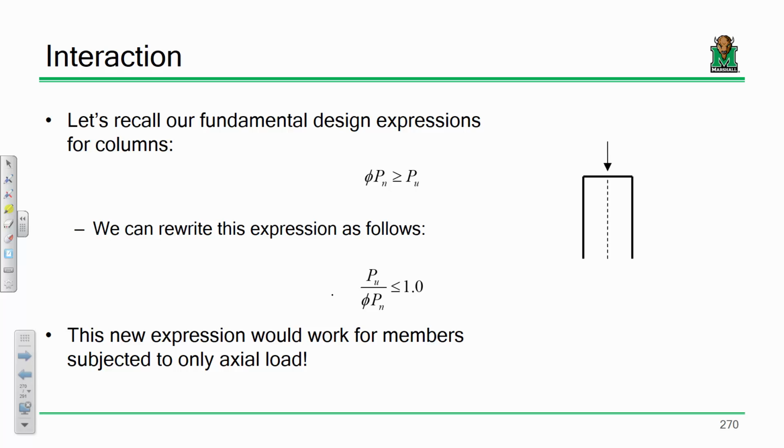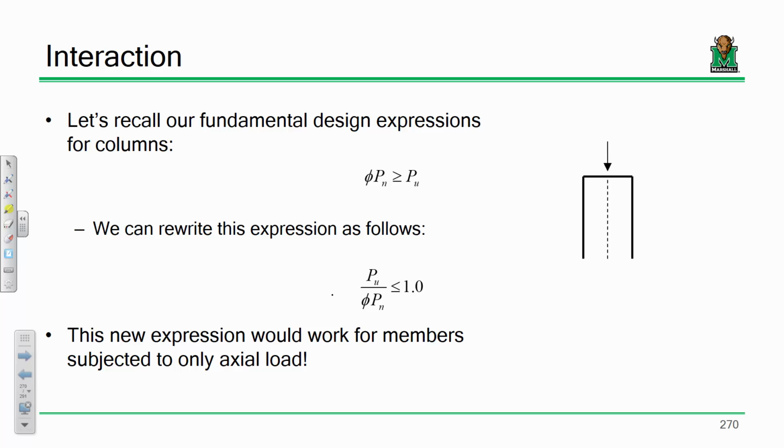Now, let's look at a column, okay? Now, I got a column. I'm putting a load on it. There's always two sides of the expression. There's the resistance, right? There's phi Pn. Phi Pn is the amount of load that column can withstand before it's going to fail. And then there's Pu. Pu is the amount of force that we are putting on that column. And as long as phi Pn is greater than or equal to Pu, we're good, right?